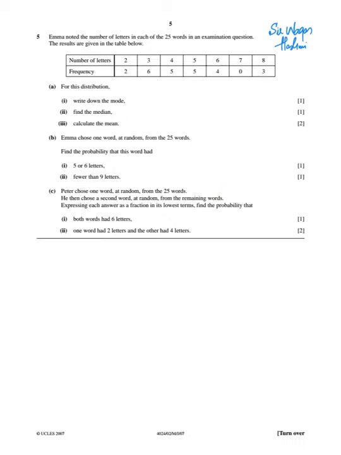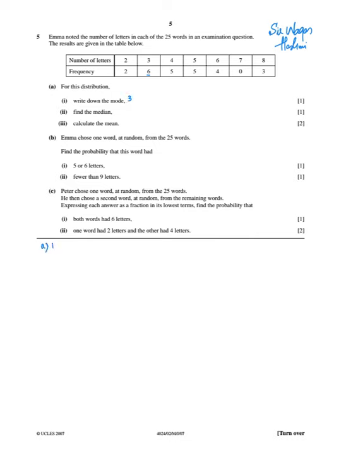Question number 5 from the topic statistics. Emma noted the number of letters in each of the 25 words in an examination question. The results are in the table below. For this distribution, you need to find the mode. The mode is the highest frequency, and the highest frequency is 6. So the mode is 3. That is your first part answer.